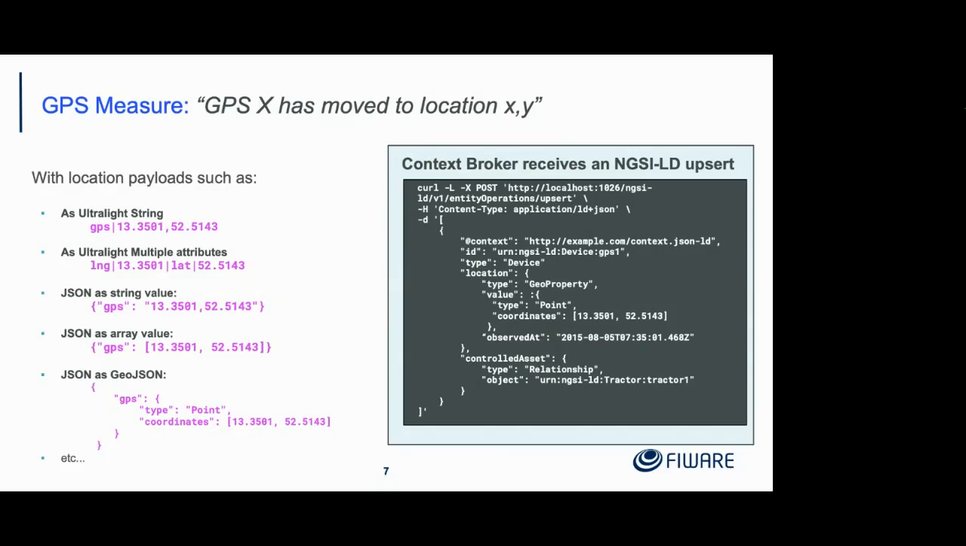You may have a payload that is receiving strings like Ultralight, and it could just be a comma separated list. You'd want to put that in as a proper location if you're doing it in NGSI-LD. It is possible you might want to have latitude and longitude separately.